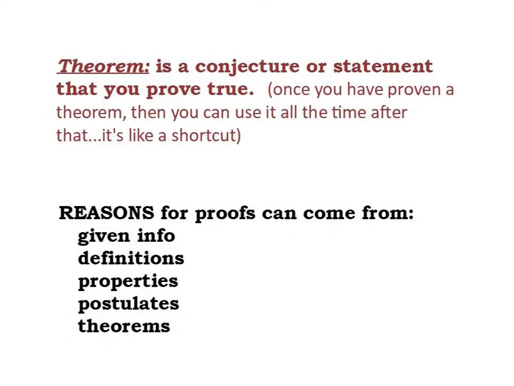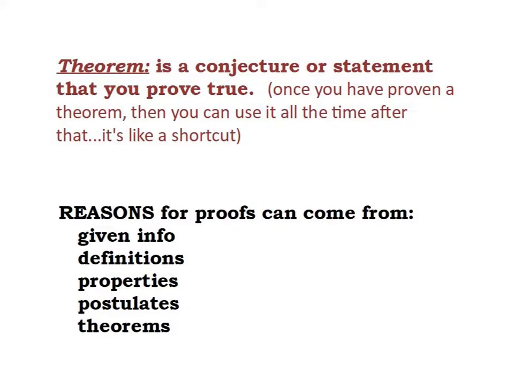Before we get started, let's talk about a term that I've actually used before. I've said this word theorem. And what that is, it's a conjecture or a statement that you prove true. Now, once you've proven a theorem, you can use it all the time. After that, you just name it as a particular theorem, and it's kind of like a shortcut of not having to do 5 steps. You're going to jump right in and just say, oh yeah, that's true because of this theorem that I've got.